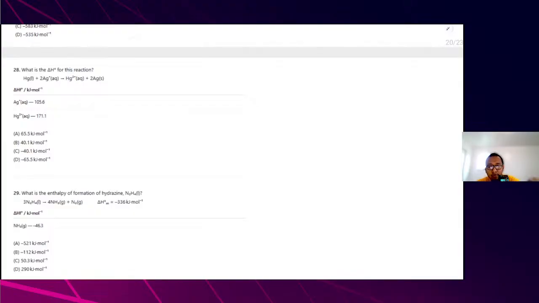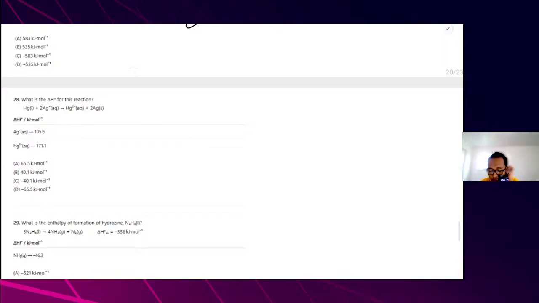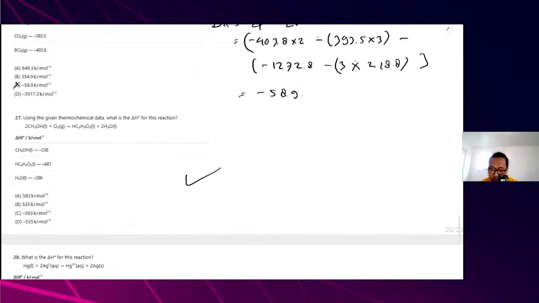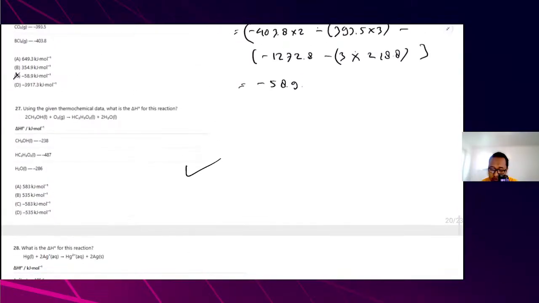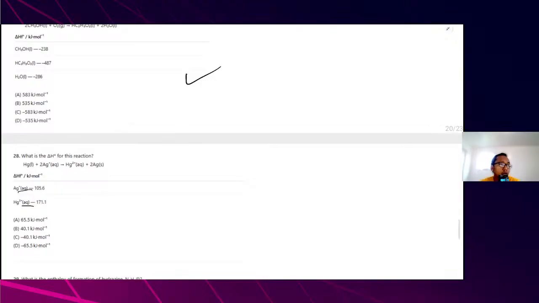Okay, for the next question, number 28. I think it's still the same, right? As long as we know this one. Is it the aqueous? Yes. So remember, O2 is 0. Okay, remember O2 is always 0.